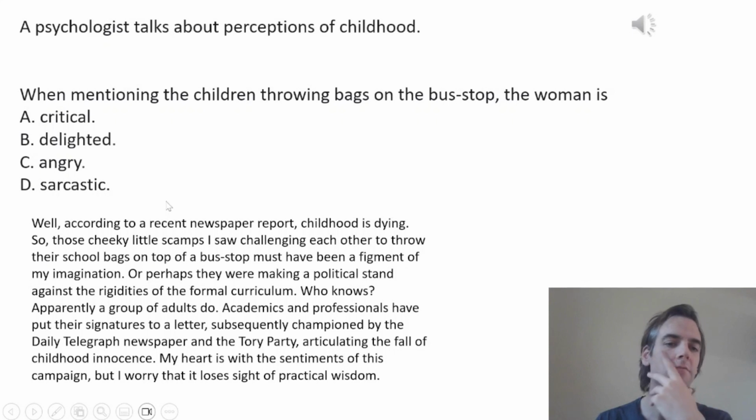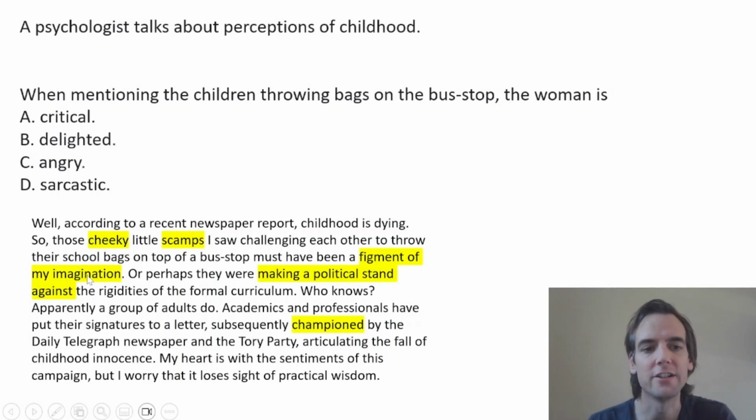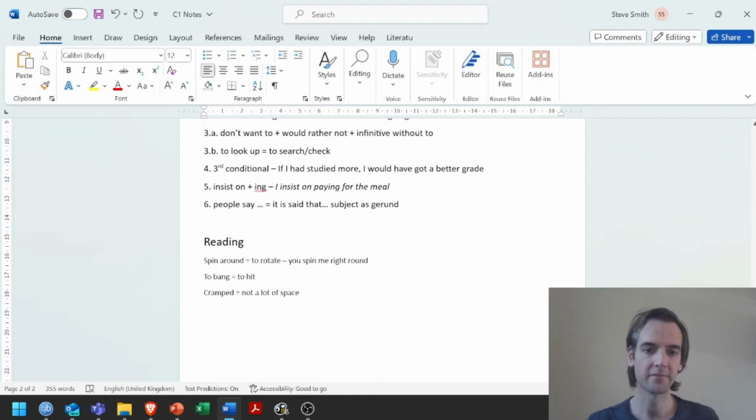Well, let's go through. What should we do first? Let's go to the vocab first. Well, look. In terms of new vocab, cheeky scamps. Cheeky, meaning somebody who's a bit naughty, not in a bad way normally, like childish naughty. Scamp is a word for a naughty child. A figment of my imagination, a very nice expression. To make a stand, this is a really good Part 1 expression. To be championed by someone, maybe championship, championing as a verb for Part 3. Really useful little vocab that we would note down, which is going to help us find the answer again.